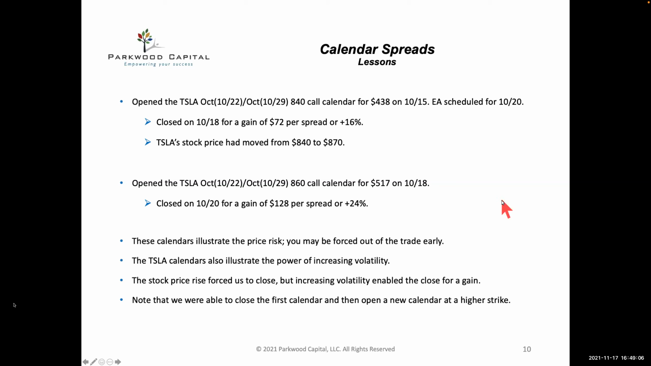So what we're illustrating here are several points. One is the price risk, that you may be forced out of the trade early. But if you monitor this, you should be able to get out with a gain. These two calendars also illustrate the power of that increasing volatility. We were making good profits in just a couple of days because of the implied volatility rising.